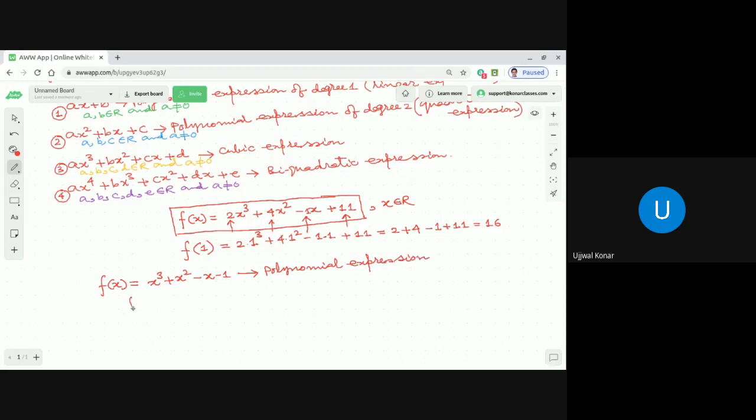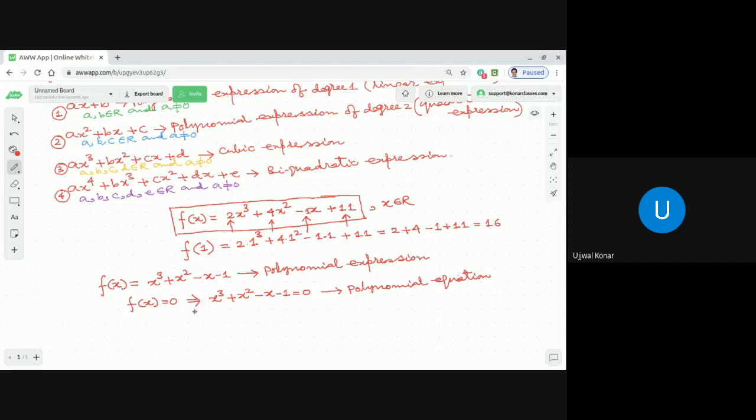And the moment we write f(x) equal to 0, correct? f(x) equal to 0 means x cube plus x square minus x minus 1 equal to 0. And that actually becomes a polynomial equation. It is also known as zeros of a polynomial. Correct, no?